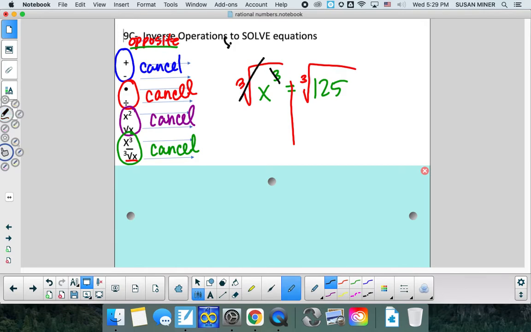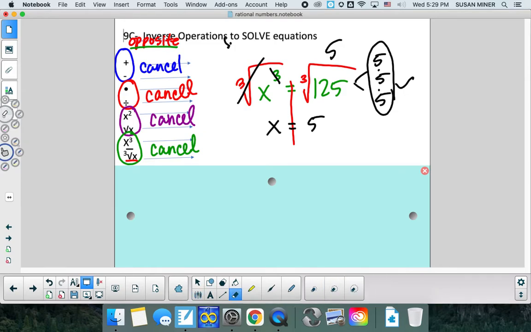The cubed and the cube root cancel out, leaving me with just x. And then over here, I'm going to factor out 125 into 5 times 5 times 5. There's my group of 3. My cube root is 5. Okay, so hopefully you've been practicing your cube roots, practicing your square roots, so that you kind of know what I'm doing over here. Make sure you use your charts. If you need your factorization charts, you're welcome to use those to help you find the factors of any number that you're taking the cube root or the cube of.